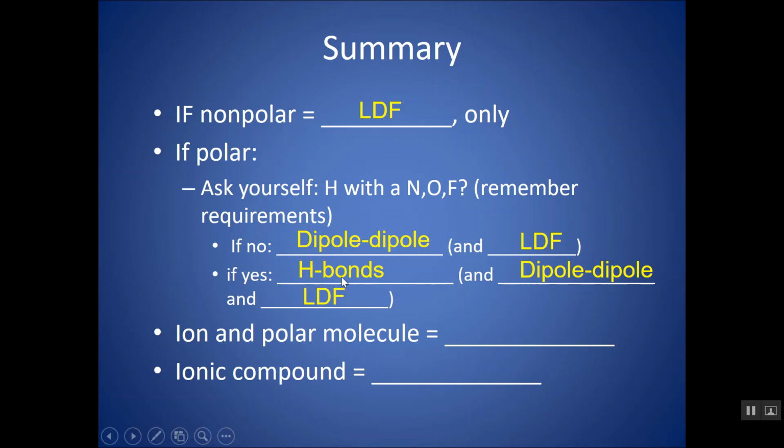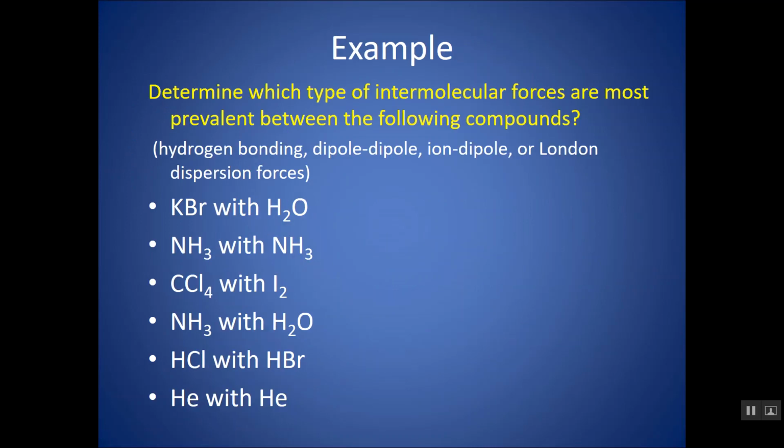If you have an ion and a polar molecule, you have ion-dipole, and if you have an ionic compound, remember that it's ionic bonds between them. Okay, if you put that ionic compound in water, then there'd be ion-dipole between the ions and the water. Okay, and I kind of put this in order of weakest down to strongest if you're comparing similar numbers of electrons. Okay, you might want to take a moment to try these examples.